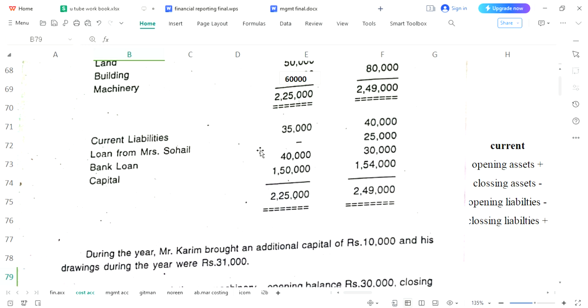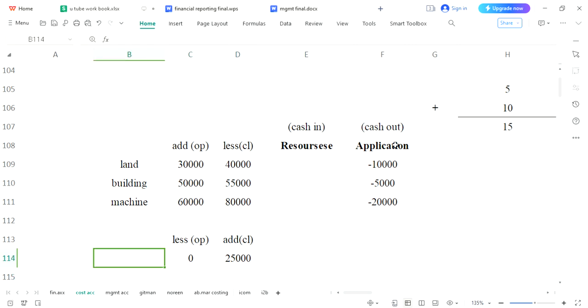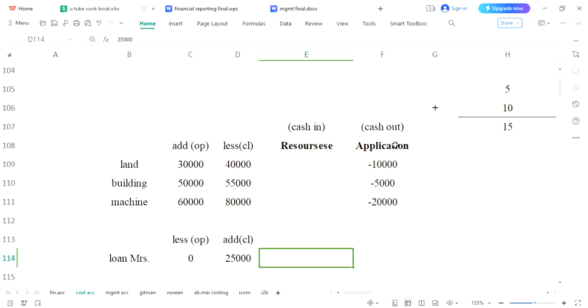Loan from Mrs. Suhail, opening 0, closing 25,000. So opening is 0 and 25,000. This is loan from Mrs. Okay, here please note it down. Closing liabilities are added, so we will put plus sign and minus opening. Since we have got plus sign, it means it is a resource, cash is coming in.